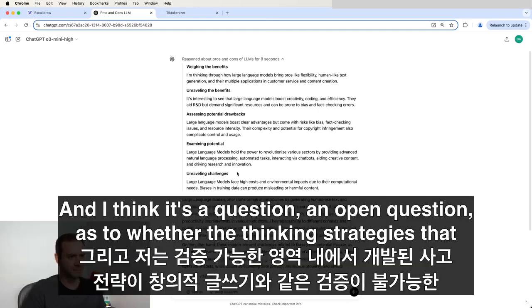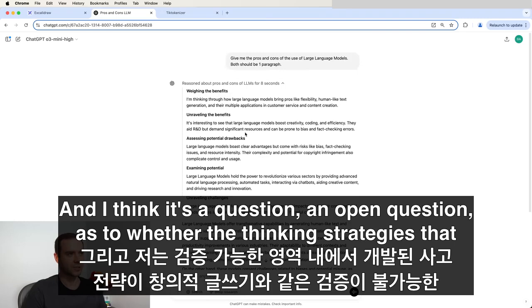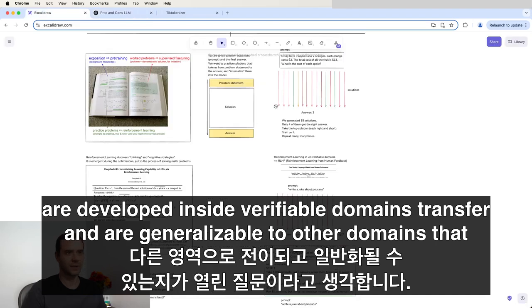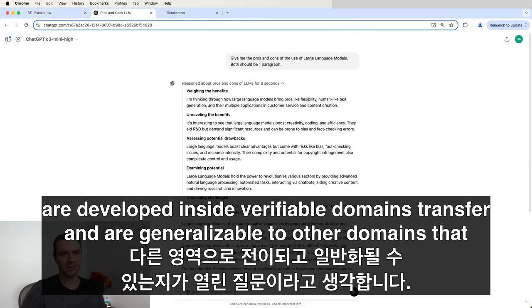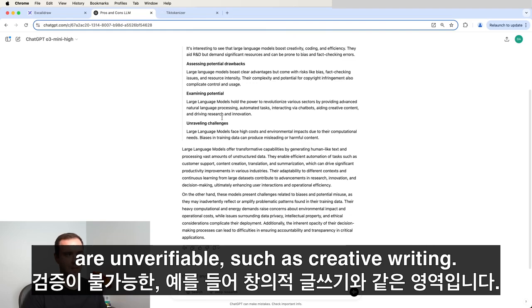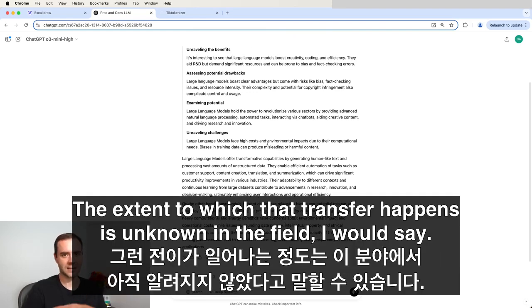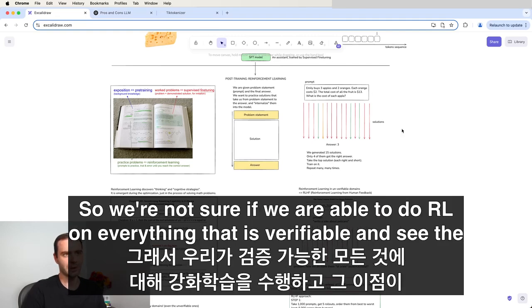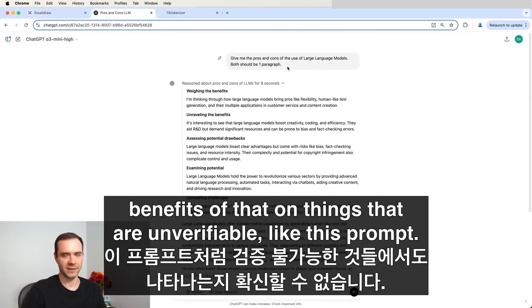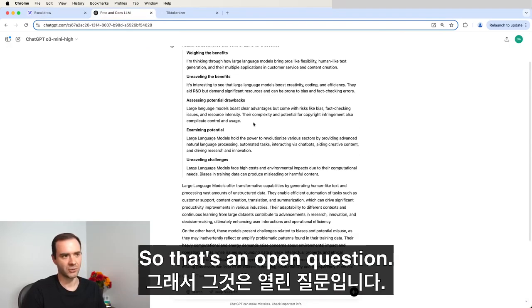And I think it's an open question as to whether the thinking strategies that are developed inside verifiable domains transfer and are generalizable to other domains that are unverifiable, such as creative writing. The extent to which that transfer happens is unknown in the field, I would say. So we're not sure if we are able to do RL on everything that is verifiable and see the benefits of that on things that are unverifiable, like this prompt. So that's an open question.